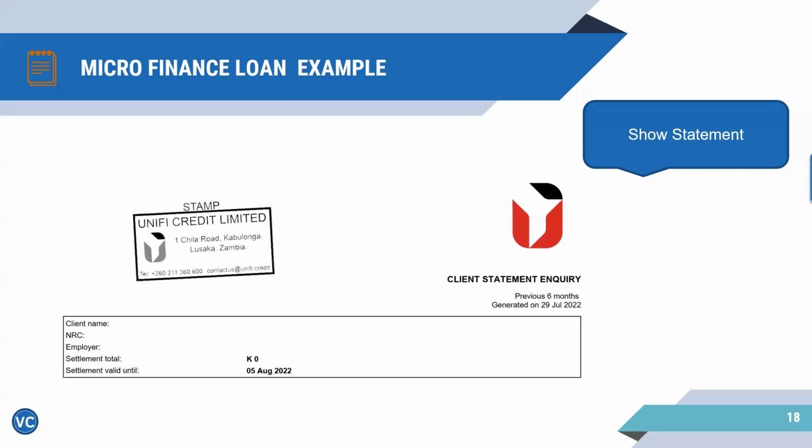So here we have an example of Unify. Unify is the example that I have. So we are quickly going to discuss this one. Before we do that, let us look at these T's and C's that are very, very small. And it's also funny that the T's and C's document that I found is also in small print.